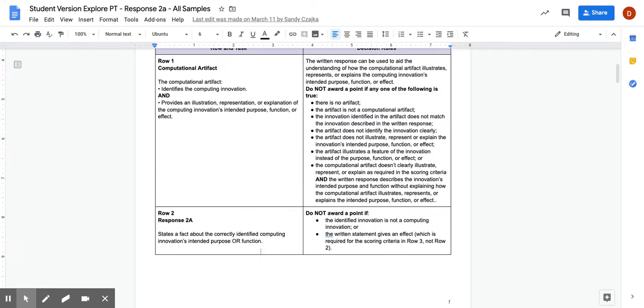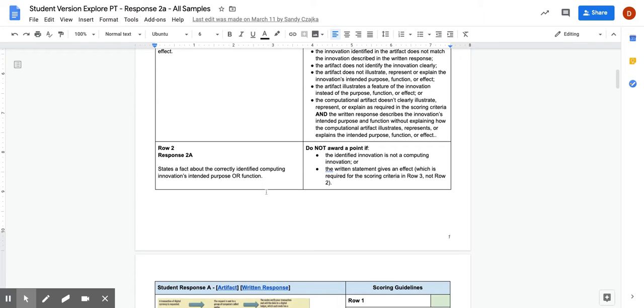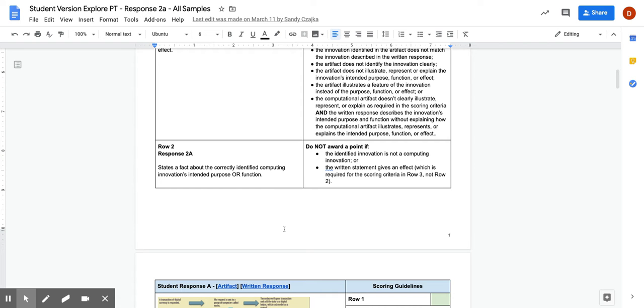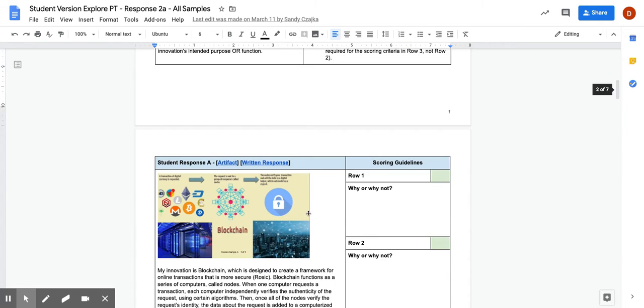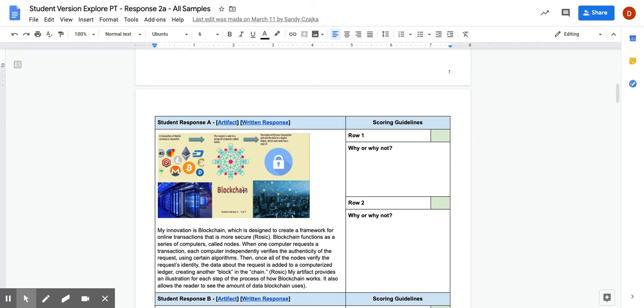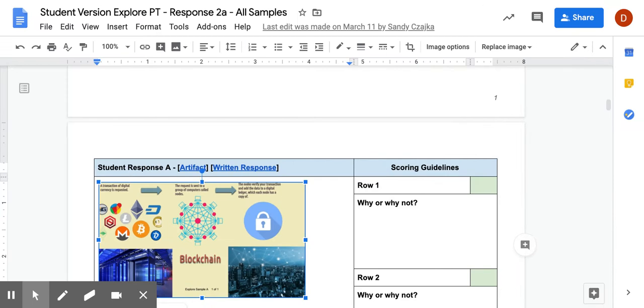And then we are scoring row 2, where we are looking for response 2A to state a fact about the correctly identified computing innovation's intended purpose or function. Let's go ahead and look at a particular sample. This is a sample about blockchain. If we look at this particular one, we can make it a little larger.